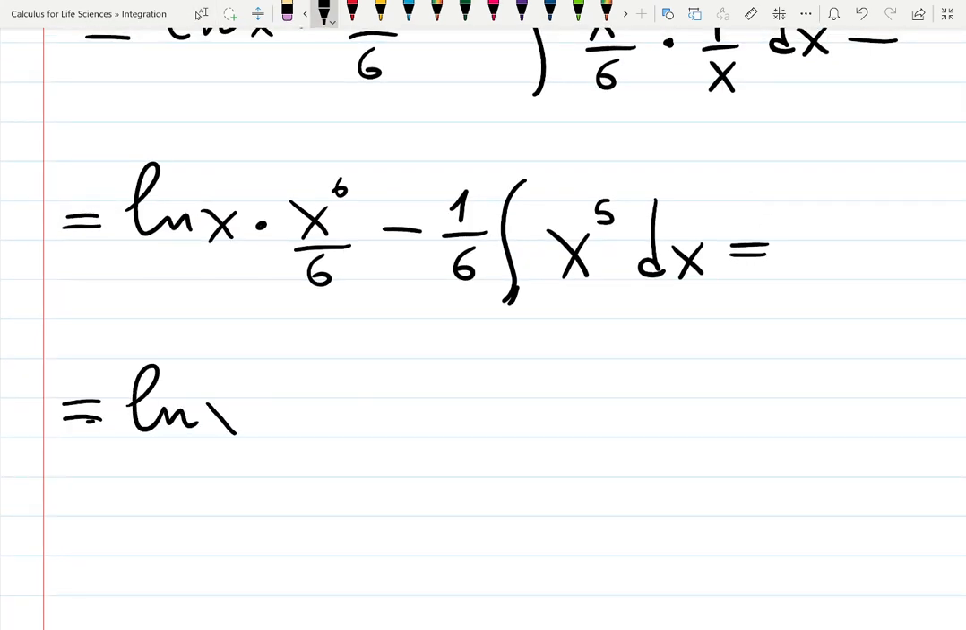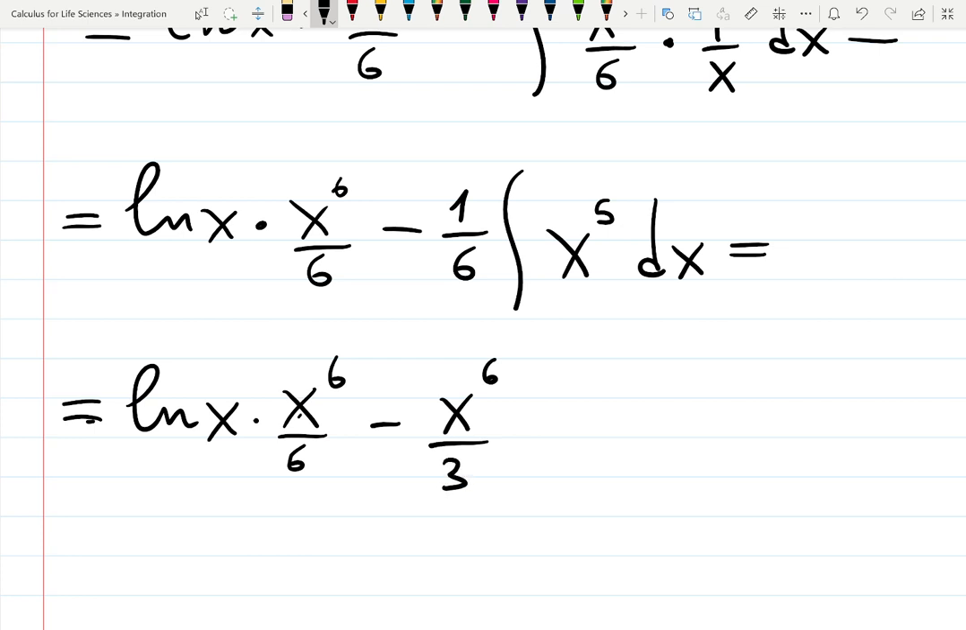Who wants to tell me what the second integral gives you? Minus what? 1/6 integral of x to the 5 gives you what? Who wants to integrate x to the 5? Yeah? It's 1 over 36 x to the 6, exactly. x to the 6 over 6, and then over 6 is 36. Does that make sense? Since this is an indefinite integral, I'll add plus c.